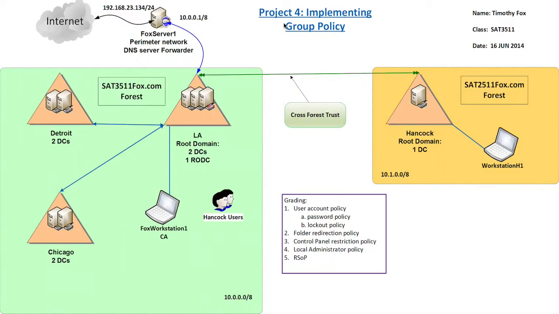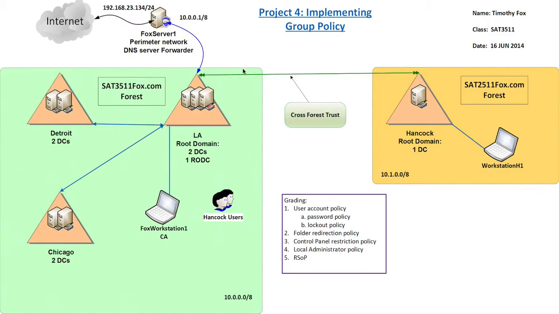Today I'll be discussing Project 4, Implementing Group Policy. The grading criteria are as follows, 1 through 5, and I will be going over each of those in detail, one at a time. First I will be showing the policies, then I will be demonstrating some of the policies, and then finally I will be showing the group policy modeling wizard.